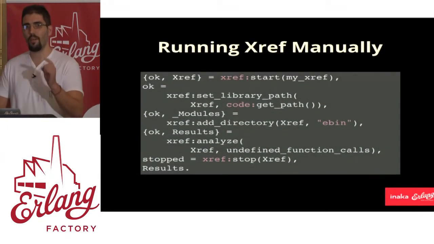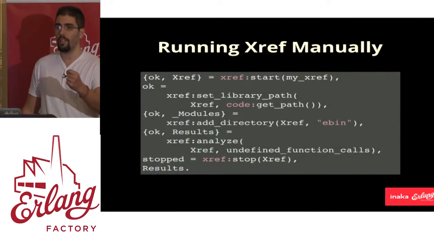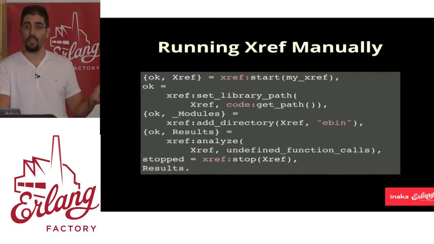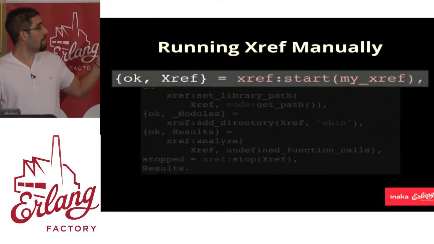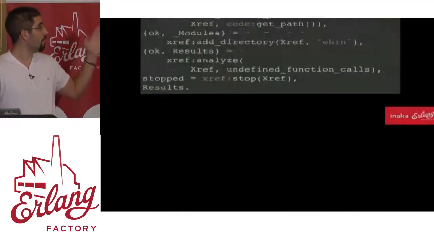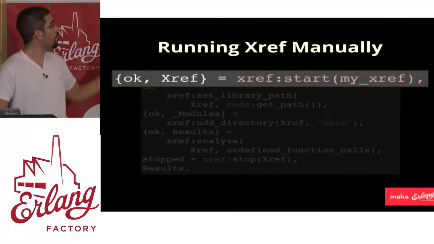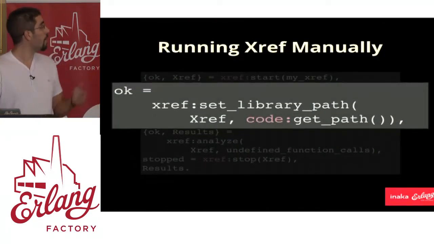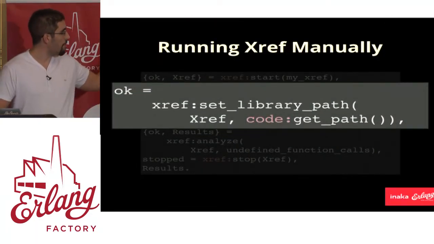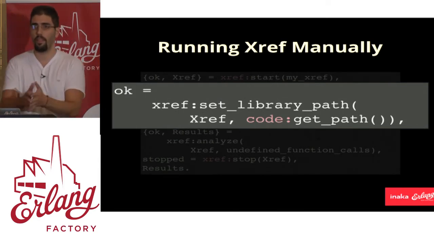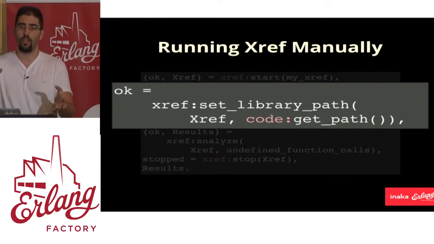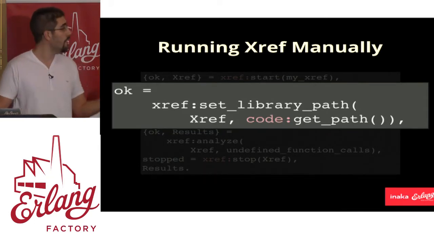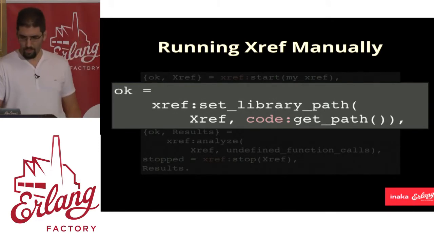If you don't have a special tool to do it, and you want to do it manually, you will be faced with stuff like this. To run xref as OTP provides it, you first have to start the process with a name. Then you have to add the library path, which is usually code:get_path, the libraries in your current virtual machine. But sometimes you have dependencies and other stuff that you have to add, and you have to add it by doing that.